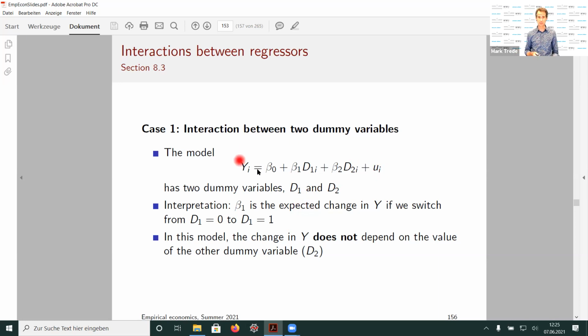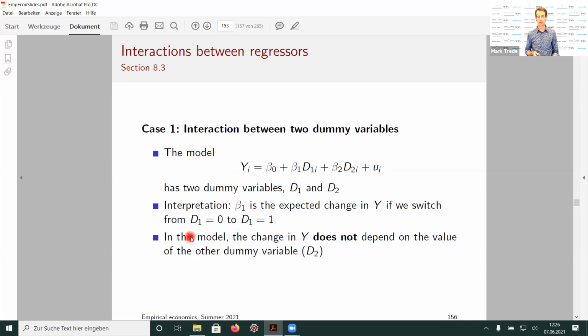And of course, in this classical framework, that's without interactions, the interpretation is just as we have learned before. So beta 1 is the expected change in y if we switch the first dummy variable from 0 to 1, because if it's 0, then the average of y would be beta 0 plus beta 2 D2 plus u_i, and if it's 1, then the difference would be beta 1. So beta 1 is just the expected change in the endogenous variable if we switch from D1 equals 0 to D1 equals 1. Okay, we've seen that before.